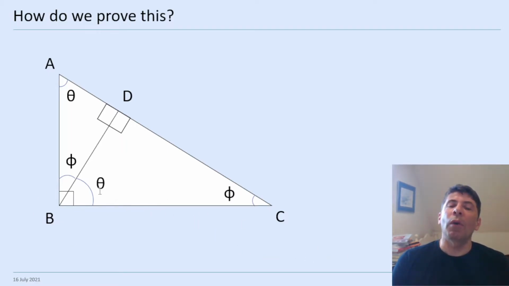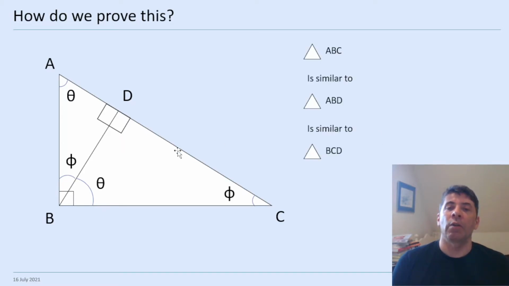And when we look at what we have here, we have three triangles. We realise they're all similar triangles. So the big triangle ABC is similar to ABD, is similar to BCD. Now, what do we mean by similar? What we mean is they're basically the same triangle, but they're coming in different sizes.